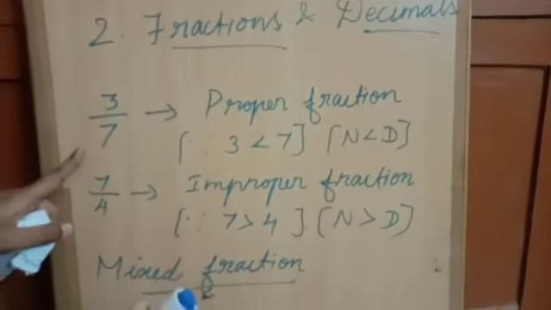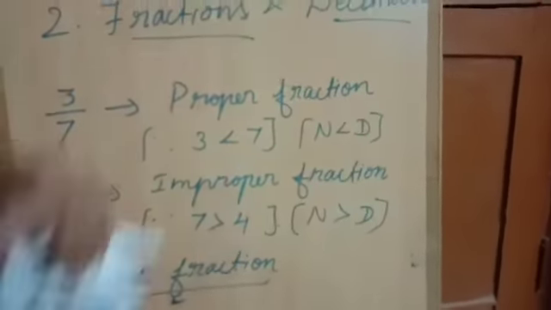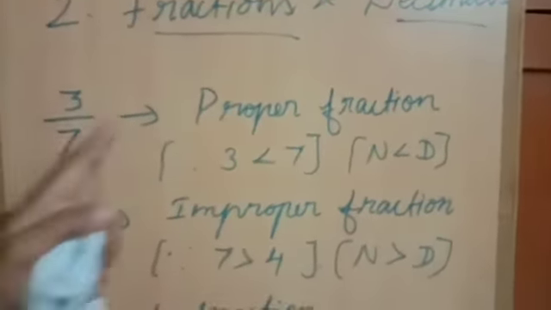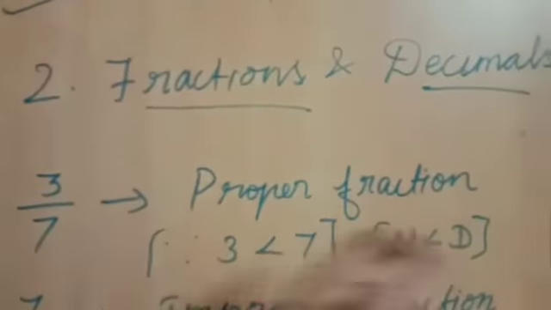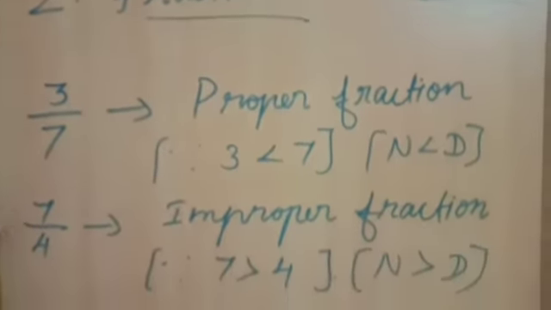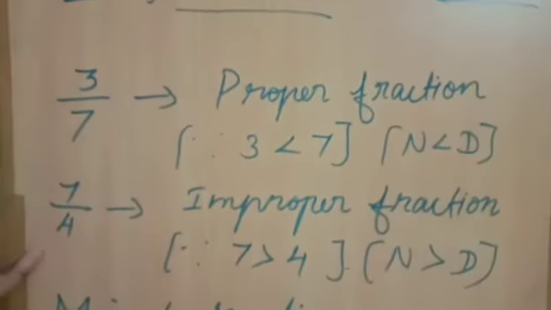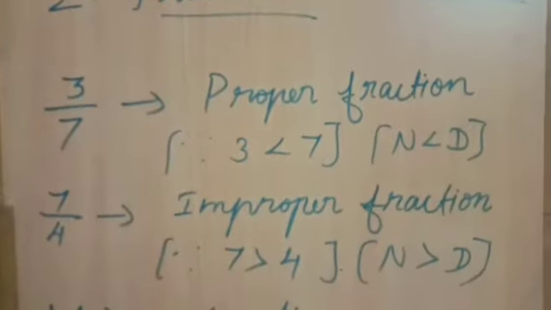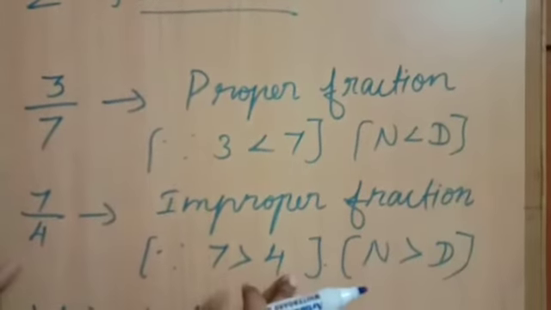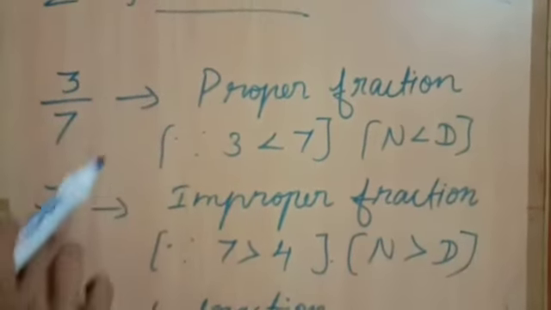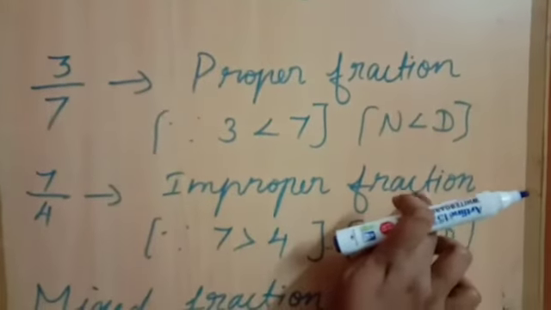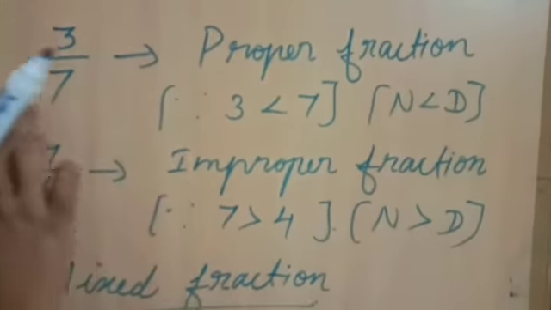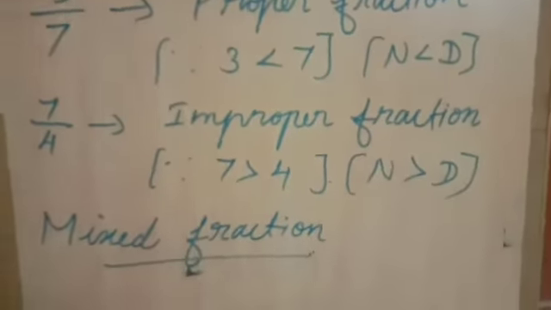Here 3 by 7 is an example for proper fraction. Why? Here numerator 3 is smaller than the denominator. So it is an example for proper fraction. Next 7 by 4 I have written. Can you say this is proper? No. Why? Because numerator is greater than the denominator. 7 is greater than 4, so we cannot say this is proper. We have to say this is improper fraction. Now I am going to explain how to convert this improper fraction into mixed fraction.